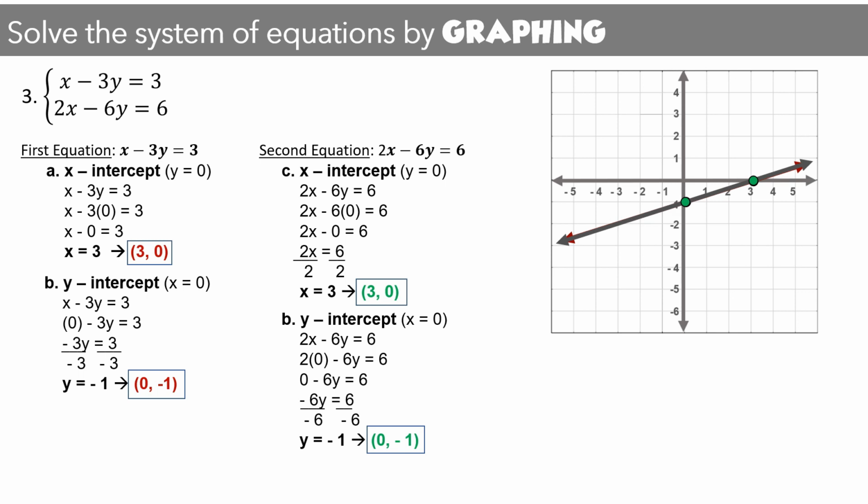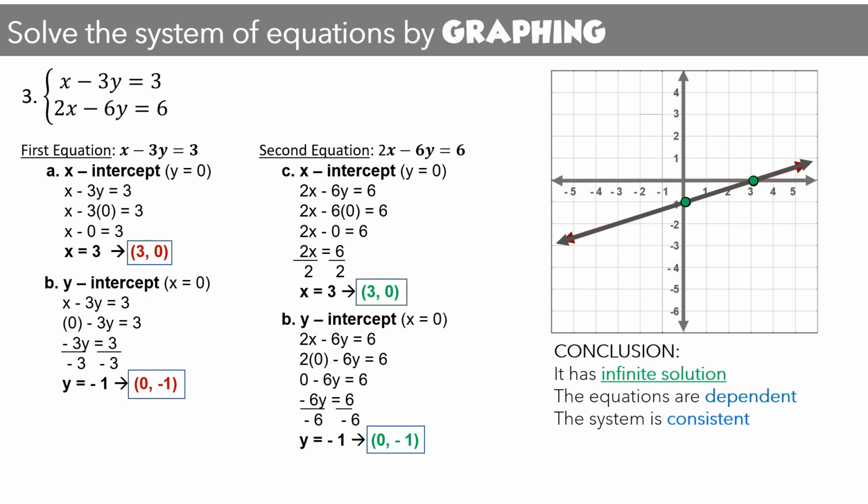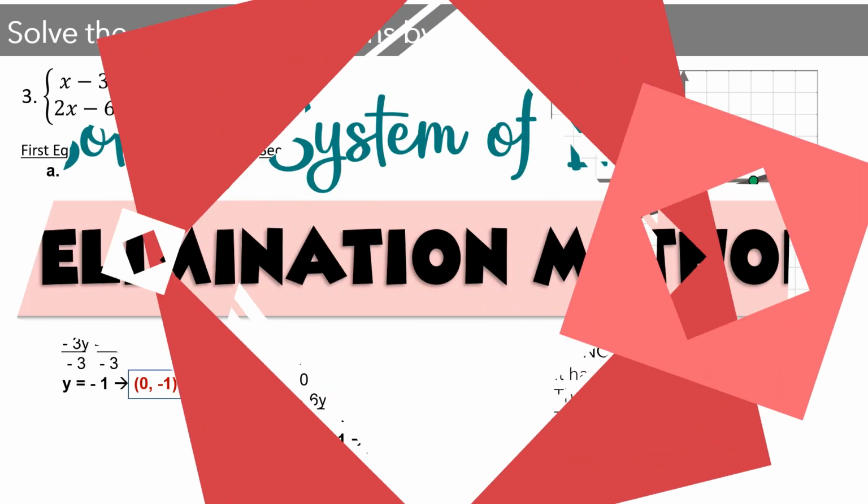As you can see, these lines are coinciding. Therefore, for our conclusion, this system of equations has infinite solution since the lines are coinciding. Then the equations are dependent and the system is consistent.